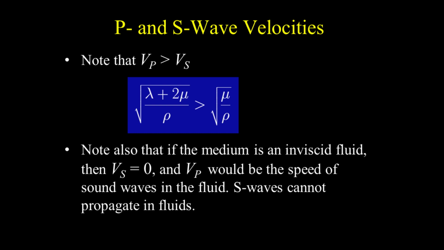Note that Vp is greater than Vs, as you can see from this equation. Remember that the Lamé parameters are positive, and the density is also positive for materials found in nature. Note also that if the medium is a non-viscous fluid, then Vs equals 0, and Vp is the speed of waves in the fluid. S waves cannot propagate in non-viscous fluids.